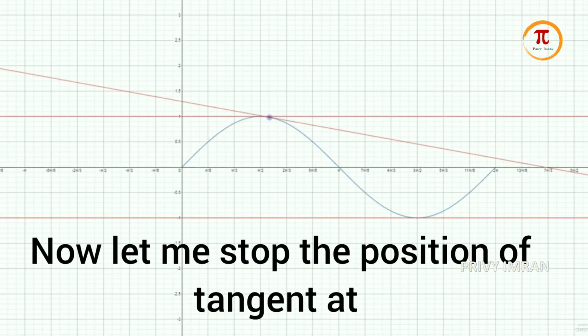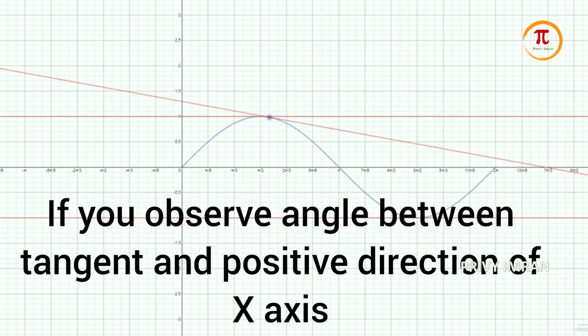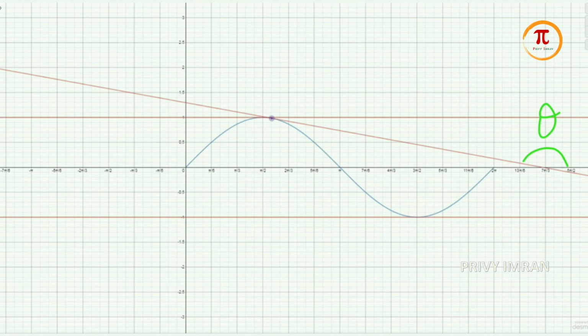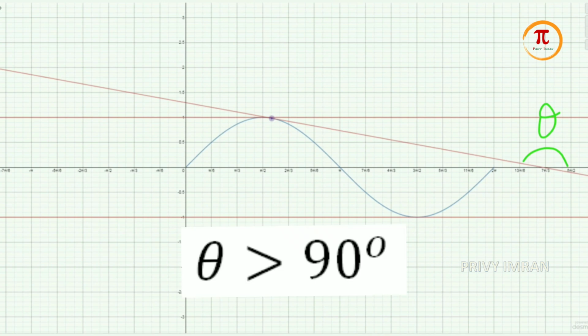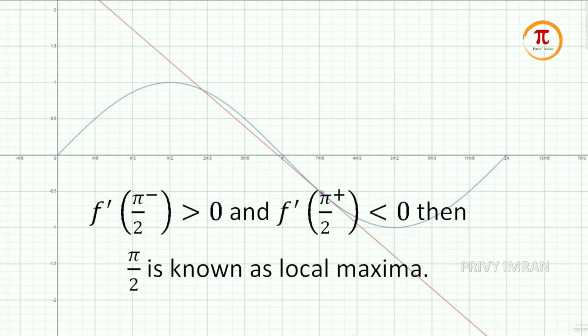Now let me show the position of the tangent at pi by 2 plus. If you observe, the angle between the tangent and the positive direction of the x-axis, theta, is greater than 90 degrees. If theta is greater than 90 degrees, tan theta is negative in the second quadrant. Therefore, f dash of x is less than 0. If f dash of pi by 2 minus is greater than 0 and f dash of pi by 2 plus is less than 0, hence pi by 2 is known as local maxima.